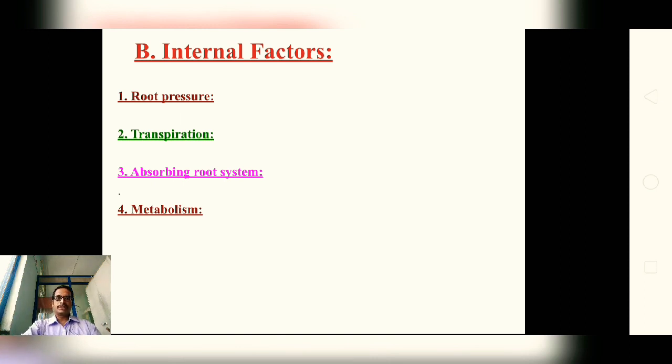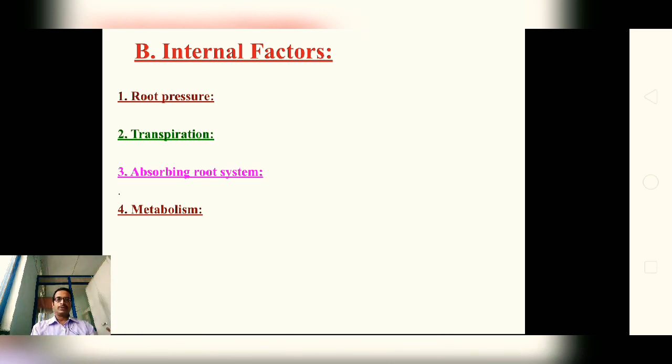The third one is the absorbing root system. The amount of water absorption directly depends upon the absorbing system, that is the root system. In the plant, the number of root hairs determines the rate of absorption of water. In moist areas, more root hairs are developed to absorb more water.